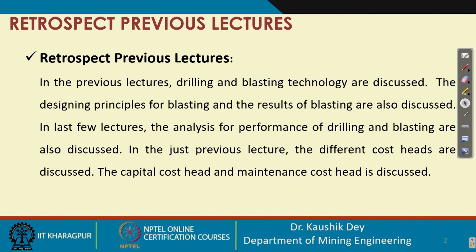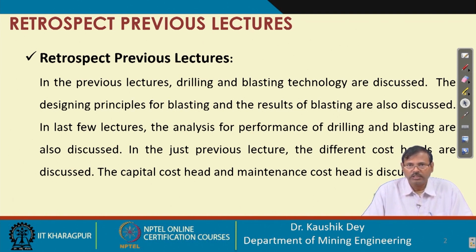So far we have covered the technology of drilling and blasting, the design parameters, and blasting results. In the last few lectures we have discussed how to analyze the performance of drilling and blasting, and how to calculate the requirement of the number of drill machines. In the last class we started on how to calculate the cost of unit operations, especially drilling and blasting.